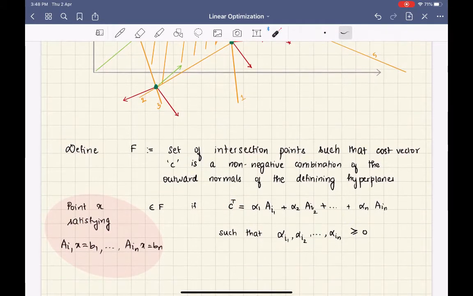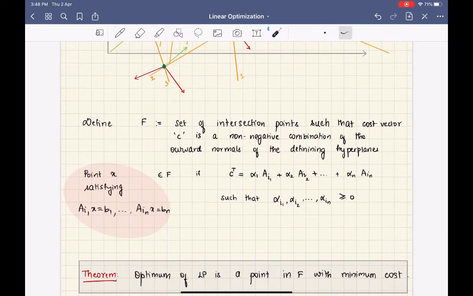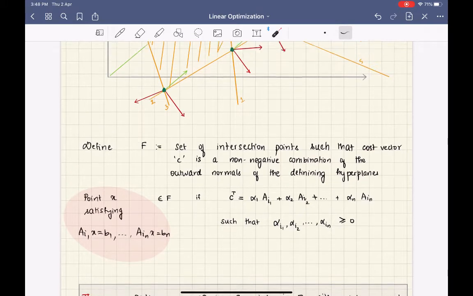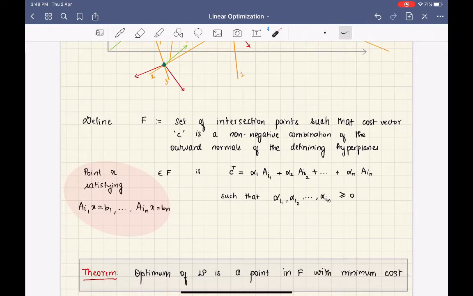Now here is the main theorem. It turns out that the required optimum, that is the optimum of the primal here, is a point in this set with minimum cost.